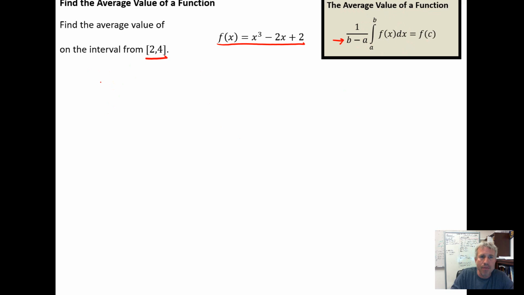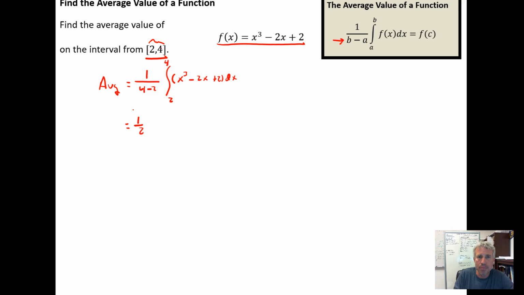We want to find the average value. So the average is going to equal 1 over the length of the line segment over which we're integrating. So that's going to be 1 over 4 minus 2 times the integral from 2 to 4. So we're going to find the area under the curve on the closed interval from 2 to 4. So this is going to be x cubed minus 2x plus 2 dx. So this is going to equal 1 over 4 minus 2, which is just a half.